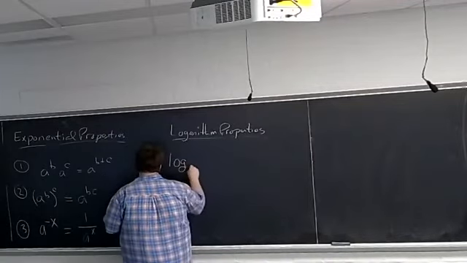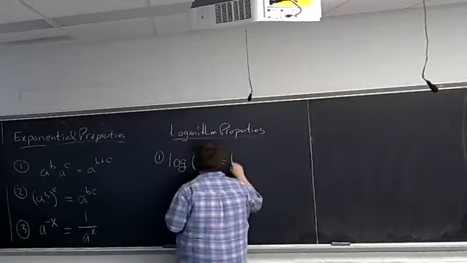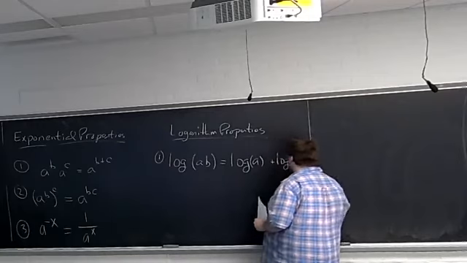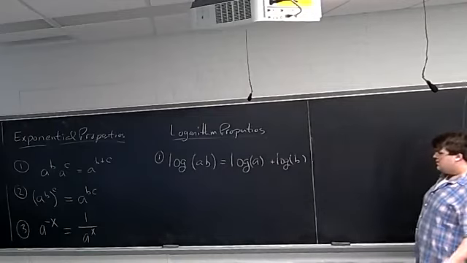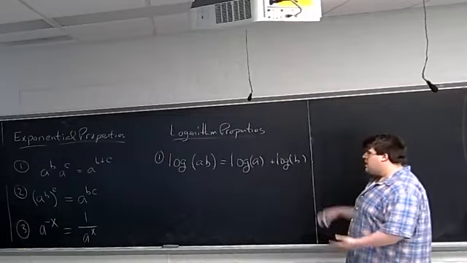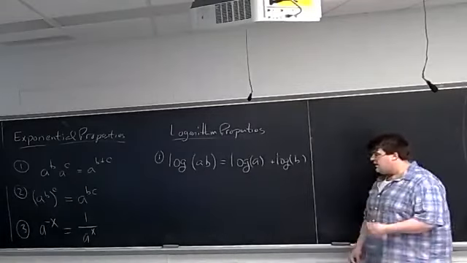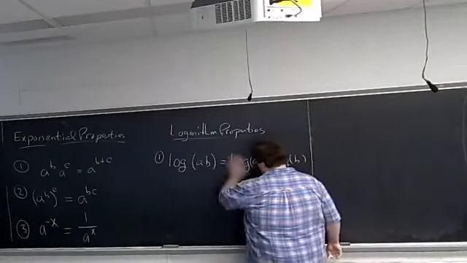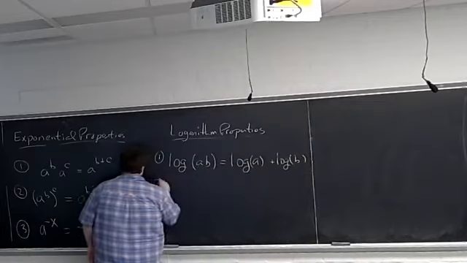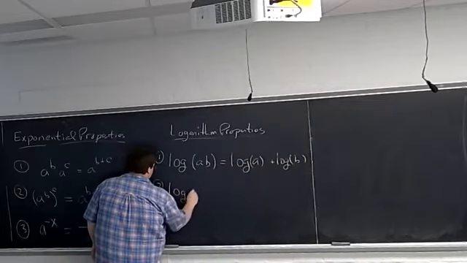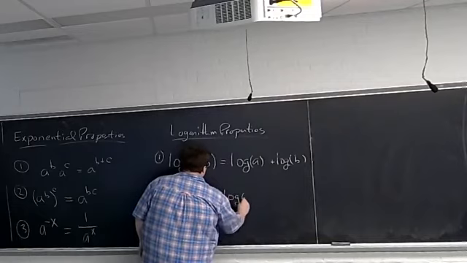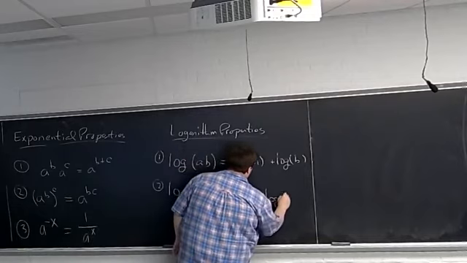So first, the logarithm of a product is the logarithm of the first plus the logarithm of the second. And in this list, I'm not going to specify the base of the logarithm. This will work for any base. Well, the only bases for which logarithms are defined are larger than one. But this will work for any base, so in that case, I'm just not going to write the base. The second logarithm property is that the logarithm of a quotient splits into a difference. So the logarithm of the first minus the logarithm of the second.